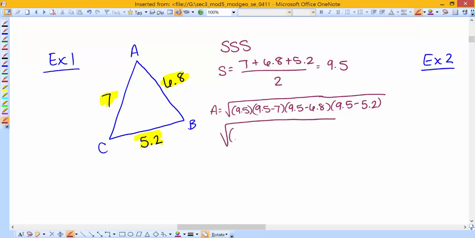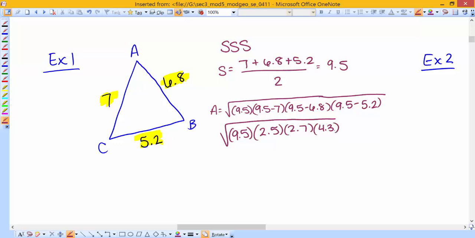So now I'm going to have my original 9.5. So 9.5 minus 7 is 2.5. 9.5 minus 6.8, 2.7. And 9.5 minus 5.2 is 4.3.